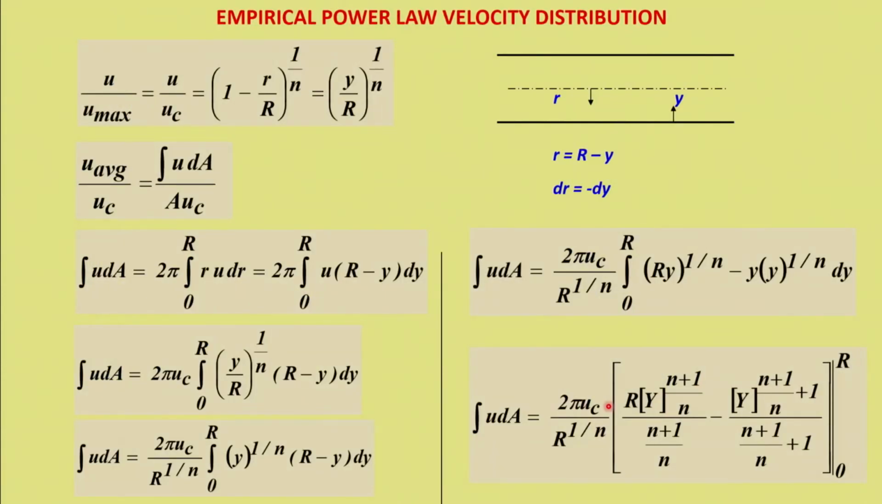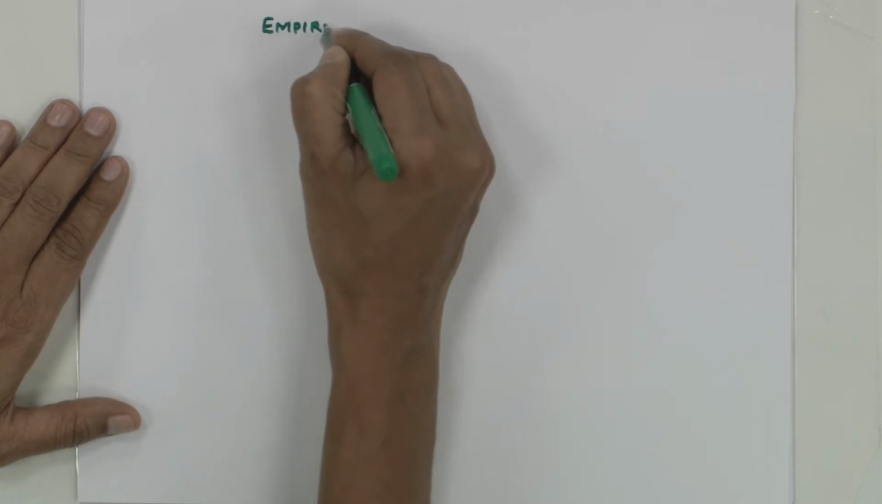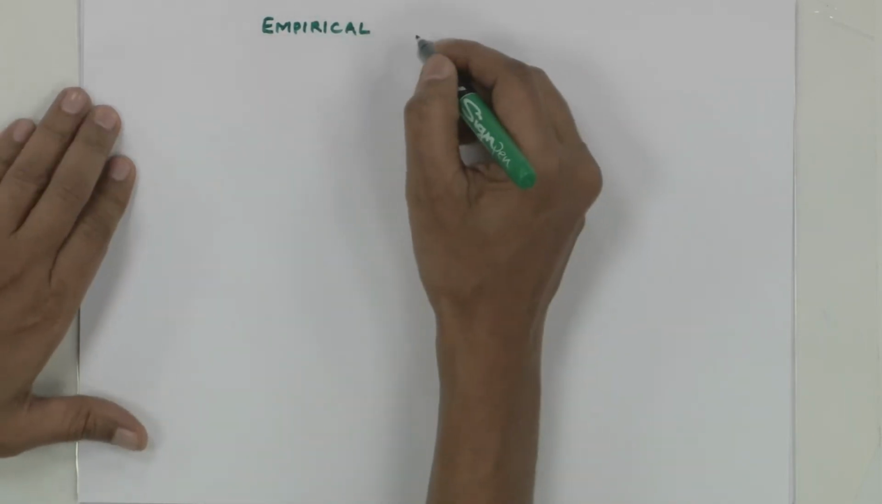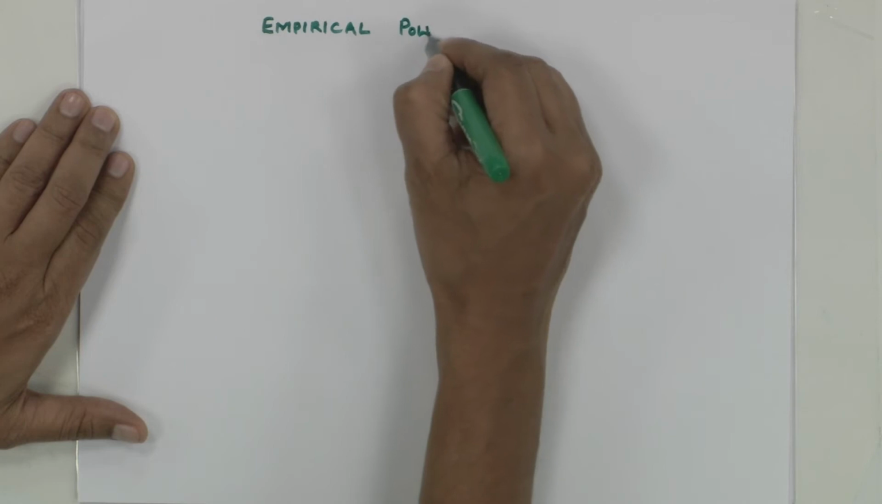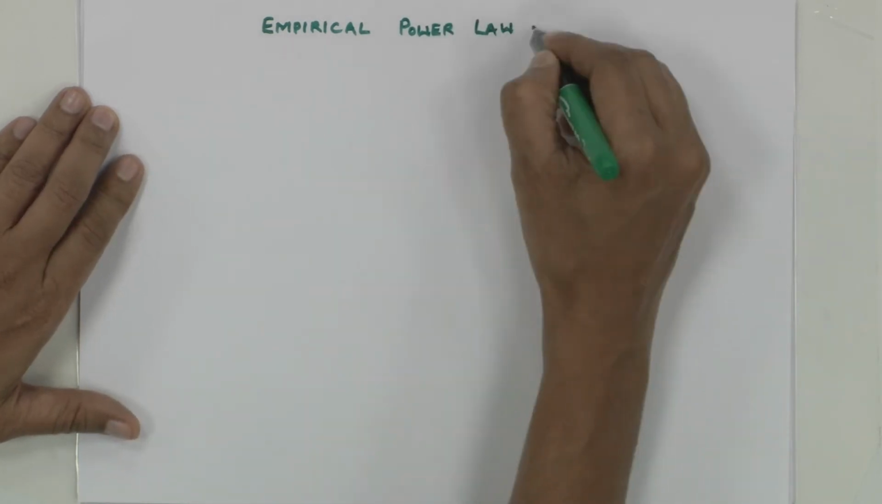Now one thing which is left out is the empirical power law distribution for turbulent flow. That is a small thing which I need to cover, so I will just complete that now. Empirical power law velocity distribution.